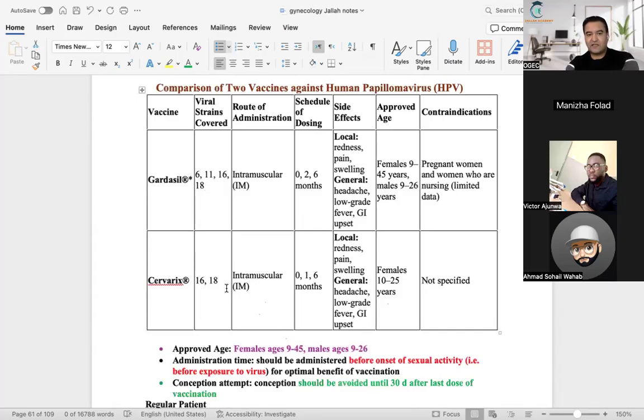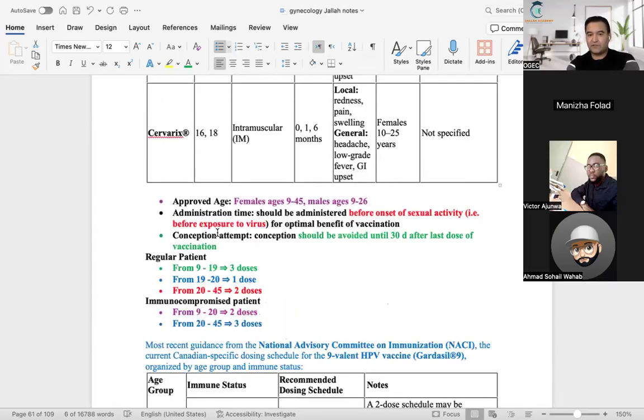Okay, this is a chart. I think I did mention everything about this, but this is very important. This part is very important based on age. So usually the IMGs get this wrong because they do not memorize these ages and the timing. The ages and the doses. So approved age for female, it is 9 to 45. For male, it is 9 to 26. Administration time should be before onset of sexual activity. This is also part of the question. I have a very strong feeling that they may ask you this: before exposure to virus.